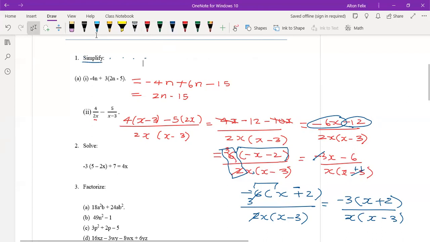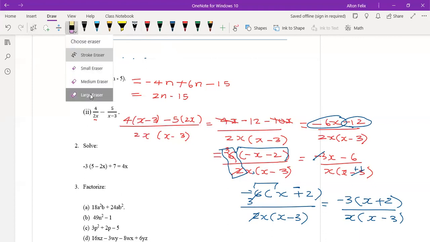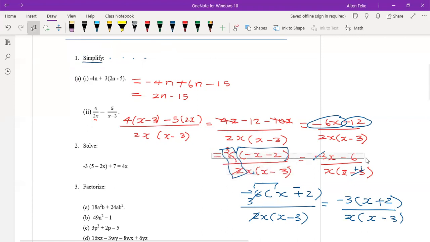All right, so let's continue the discussion. We're moving on to question number 2 now. So let's make some space right here for question number 2.